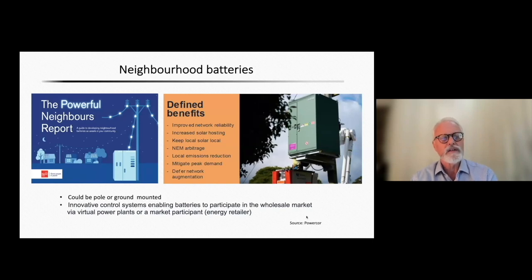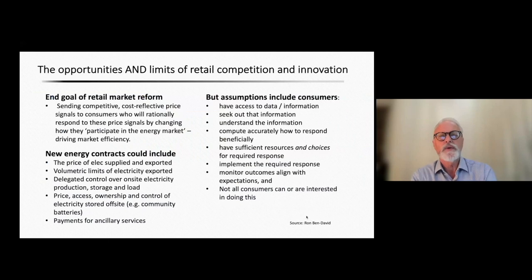Neighborhood batteries. These could be small pole-mounted or they could be larger ground-mounted. And they have these benefits of improving the network reliability and increasing the amount of solar hosting possible. They could be involved in arbitrage trading in the NEM. So innovative control systems can enable batteries to participate in the wholesale markets via virtual power plants, or retailers and market participants. They can mitigate peak demand, and of course they defer network augmentation. And this is something that would be interesting to see happen more in South Africa.